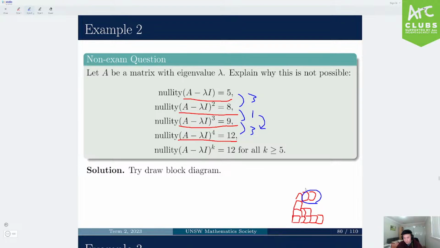The Jordan block is a nice visual way to see what's going on, but to explain it, you have to say that the differences in nullities cannot be increasing.